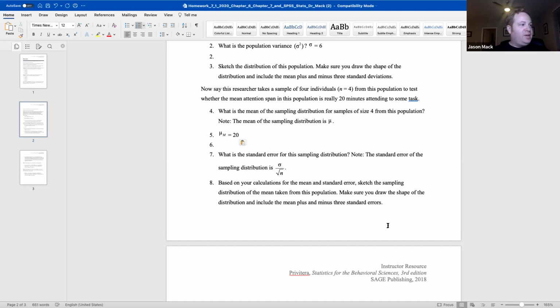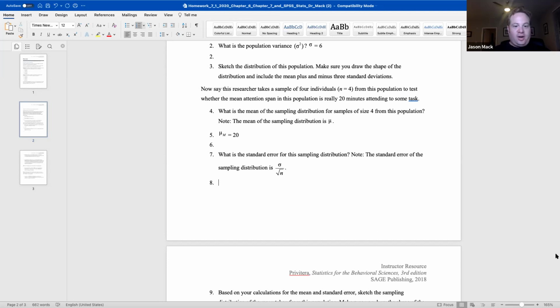Our next one is, what is the standard error for the sampling distribution? Well, the standard error is going to be the standard deviation divided by the square root of our sample size, which is our n. So standard error is 6 divided by the square root of 4, which is equal to 3.